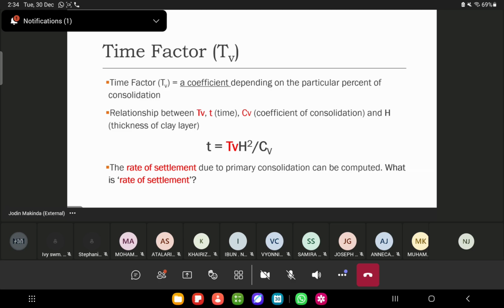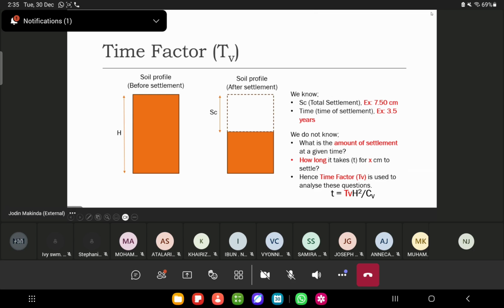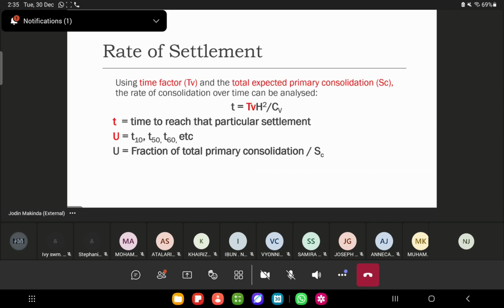Because time factor gives you the relationship TV, ya. Relationship between time, between the thickness, and between the coefficient of consolidation. Yeah. So time factor is linking the time, the height of the clay, and also the coefficient of consolidation. Therefore, if we have time factor, we can solve the question here. The things that we do not know, we can solve using time factor. All right.